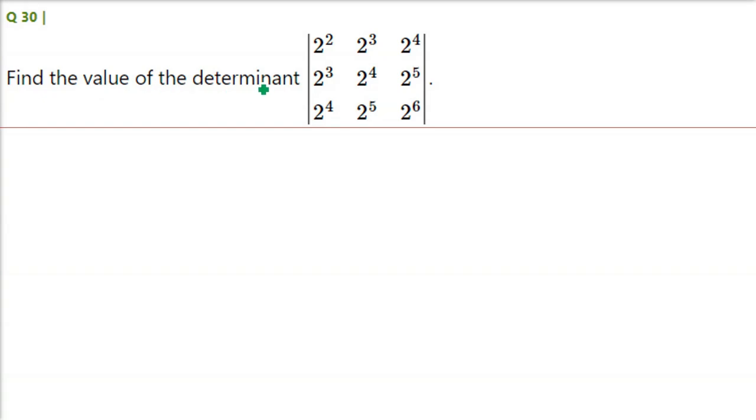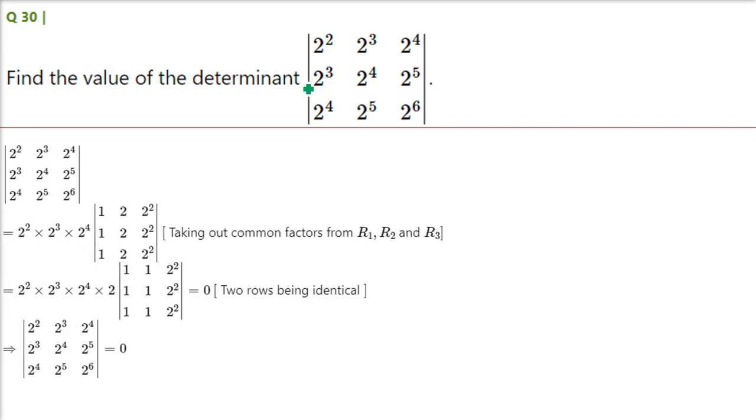Find the value of the determinant. Now either you open it and solve it, which will take a lot of time, or let us apply the property. The property is just take the scalar outside. Let us take certain common factors. You can take it from rows or columns, either way. It's up to you.